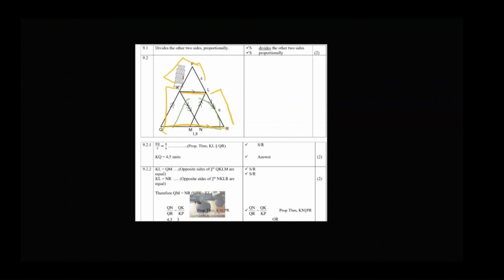Okay, so since KL is equal to both QM and NR, that means that QM and NR are going to be equal to each other because they're both equal to KL, and that's going to be a reason.